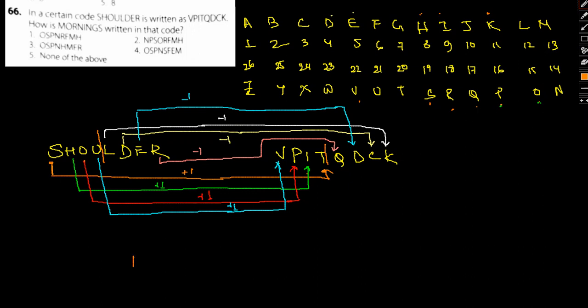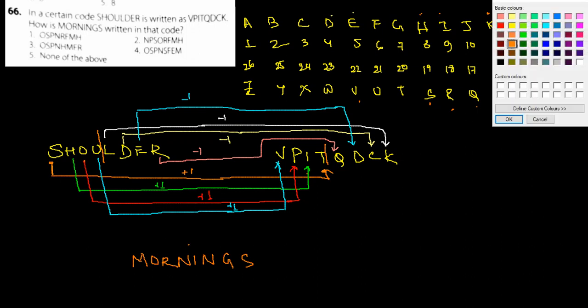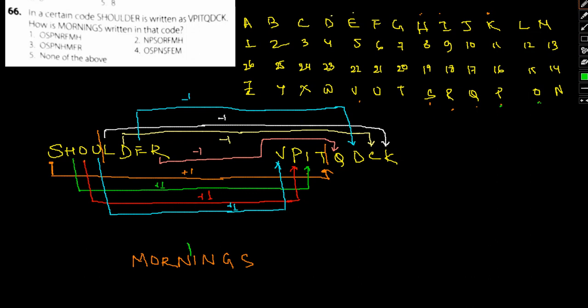So now what we have is MORNINGS. Okay, so what can be written? Let's divide this into 4 and 4. So 4 and 4 is divided. I'll start off with M plus 1 is N. O plus 1 is P. R plus 1 is S. And N plus 1 is O.